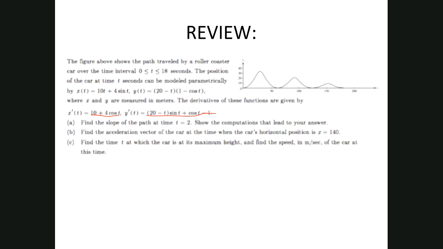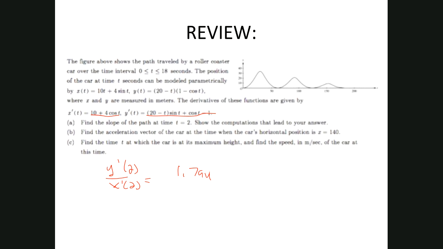Part A, it says find the slope of the path at time t is equal to 2. Show the computations that lead to your answer. Okay, so find the slope of the path at time t is equal to 2. So what I did is I just did y prime of 2 over x prime of 2, which you can plug all those values in, but I believe it comes out to be like 1.794. So finding the slope of a parametric equation is just y prime over x prime, and we're trying to find it at 2, so we just plug in 2.